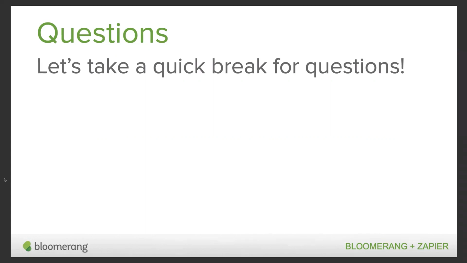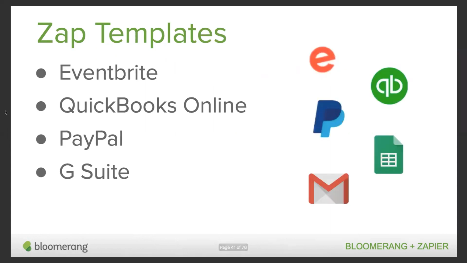Templates are pre-configured Zaps that you can deploy in your Zapier account that connect with Bloomerang. All of the use cases that we're going to go through next are Zap templates. So if you're interested in any of the solutions that we're talking about in the next 30 minutes or so, all of those are Zap templates that you can deploy with a pre-configured Zap. Very important to get that. So we're going to talk about Eventbrite. We're going to talk about QuickBooks Online, PayPal, and G Suite, and specifically on G Suite, Gmail, and Google Sheets.